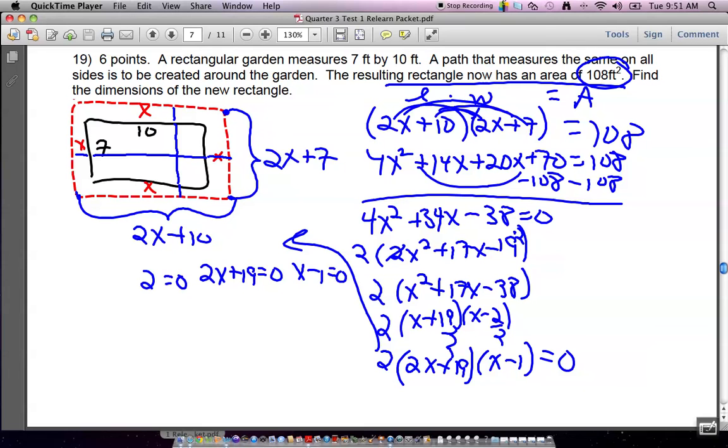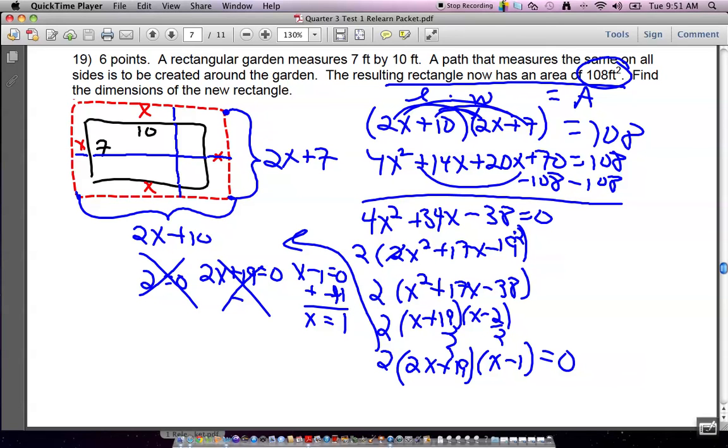Now look, does 2 ever equal 0? No, so I can reject that. I could do the 2x plus 19 equals 0. The problem is my answer is going to be negative because I'm going to subtract the 19, divide by 2. And in this context, x represents a distance, so that can't work either. This one, however, I can add 1 to both sides, and I get x equals 1.